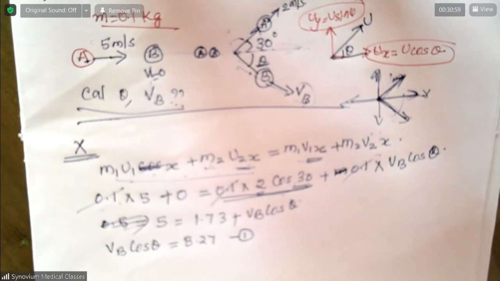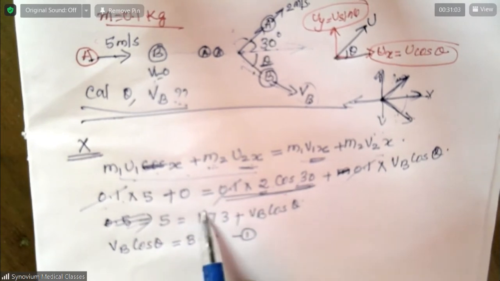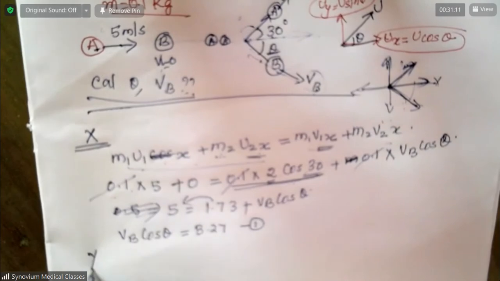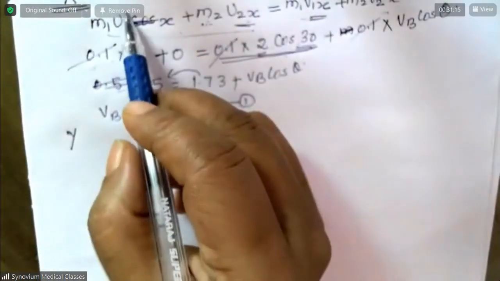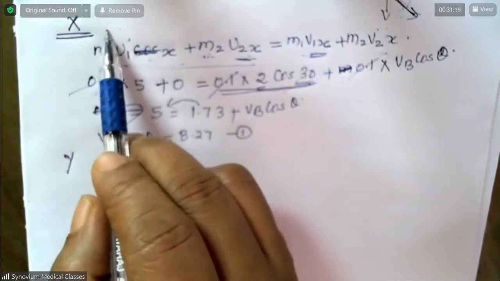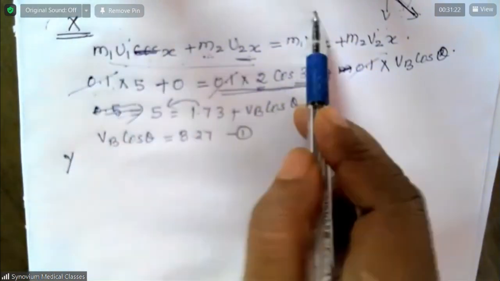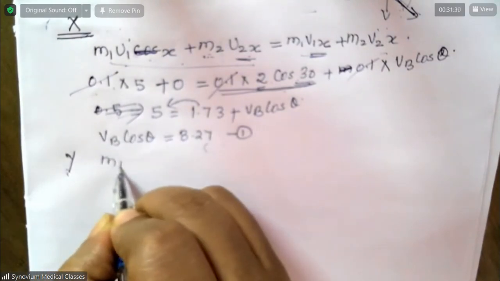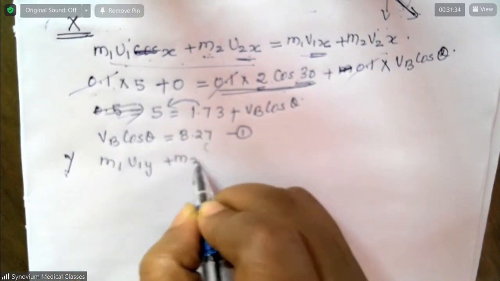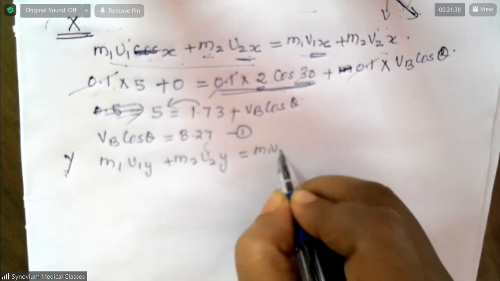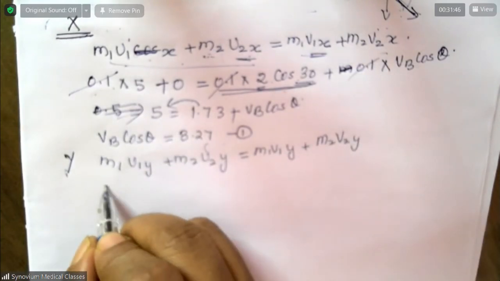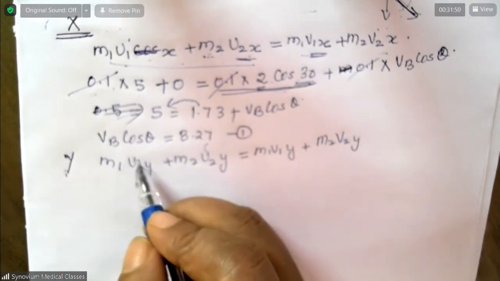Now we have to take the vertical component. Now here, what we have to write in the equation is, considering the law of conservation along the x-axis, you have to write in full. Applying the law of conservation along the y-axis, m1 u1y plus m2 u2y should be equal to m1 v1y plus m2 v2y. Since all the masses are the same, you can cancel them out.